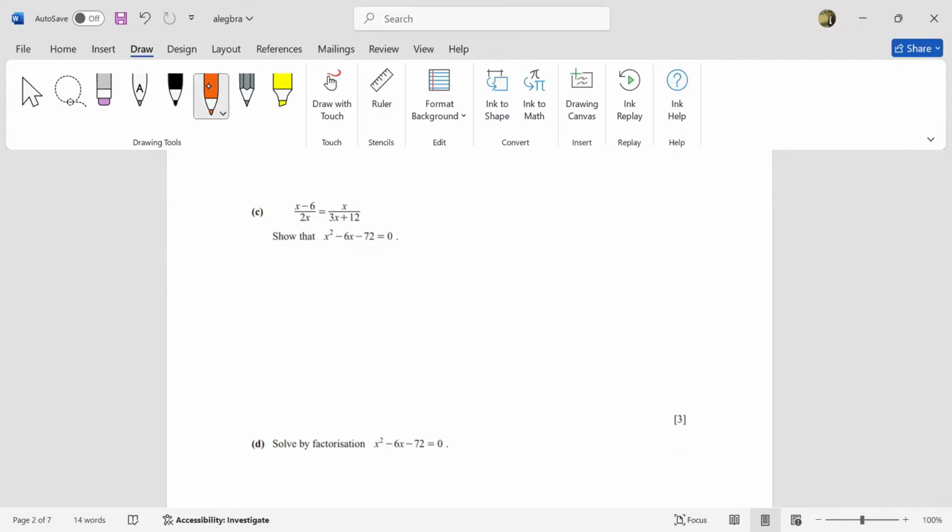Okay, in this, these are the two fractions equal to in the middle. You have to show this and remember it's paper 2. So simply cross multiplying, it will become (x minus 6)(3x plus 12) is equal to x multiplied by 2x. Okay, now opening up these two brackets, multiplying first bracket with the second bracket.